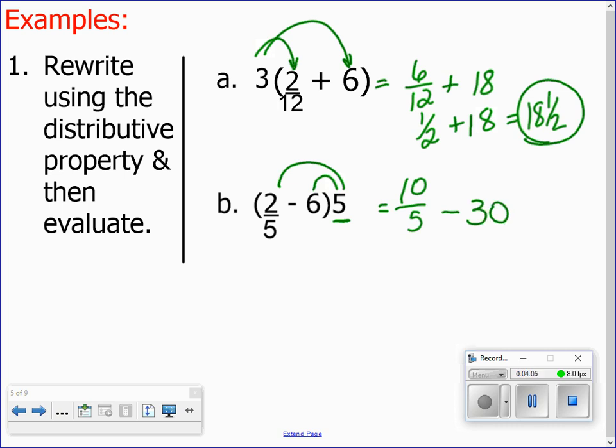And then you'll evaluate it. 10 divided by 5, or 10 over 5, is 2. Minus 30 equals negative 28. So this would be the expression for that one.